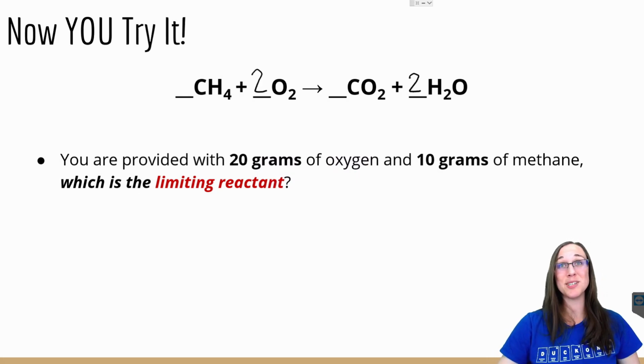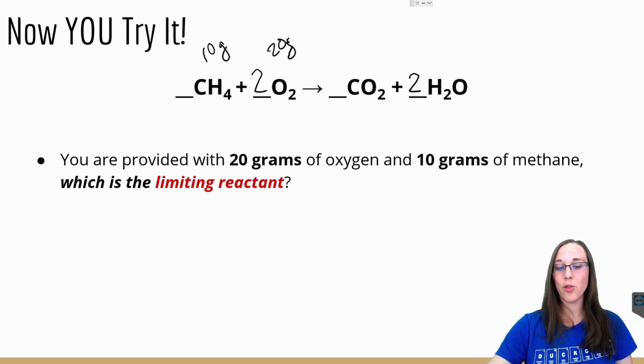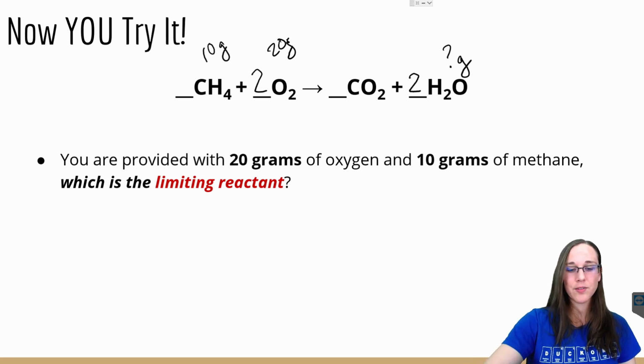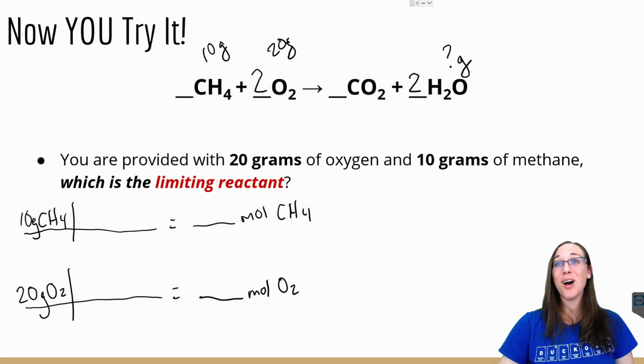It's still the same combustion reaction as we've had the entire time. And we know that we have 20 grams of oxygen and we have 10 grams of methane, and we're looking for how much water could be produced. If we're going to use option 2 to compare our mole values, we need to first start by converting our grams to moles of each reactant. All we need is our molar mass to convert each of the reactants to the mole of reactant we have.